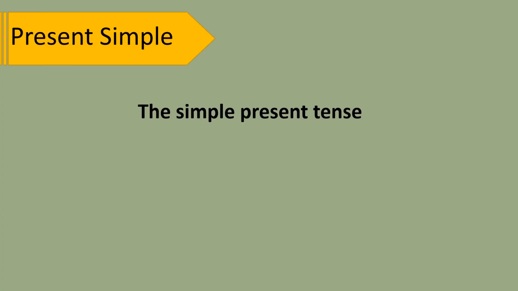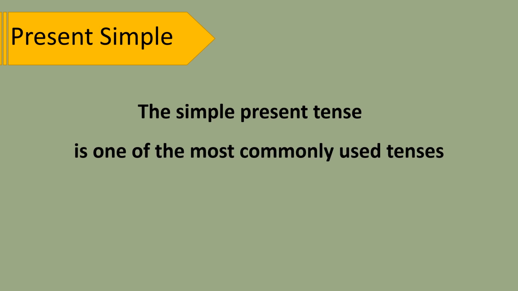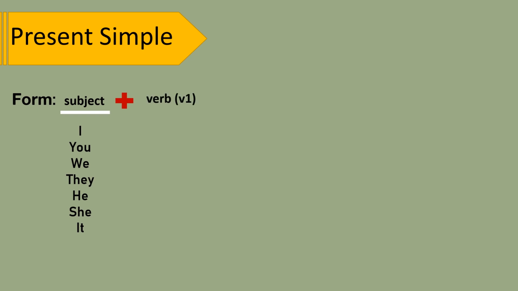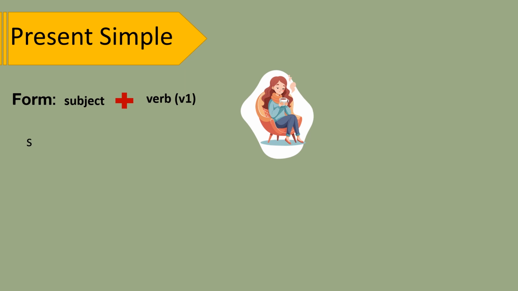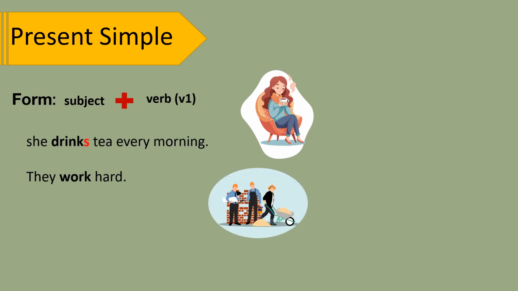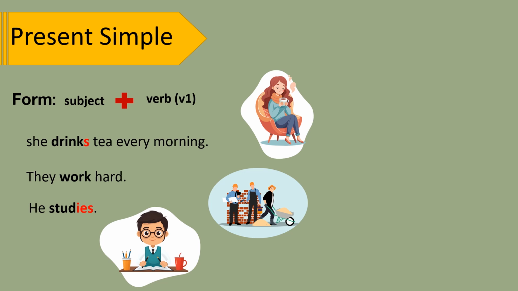The simple present tense is one of the most commonly used tenses in English. We form the present simple tense by combining a subject, such as I, you, we, they, he, she, it, with a verb in its present form, also known as V1. For example, she drinks tea every morning. They work hard. He studies.